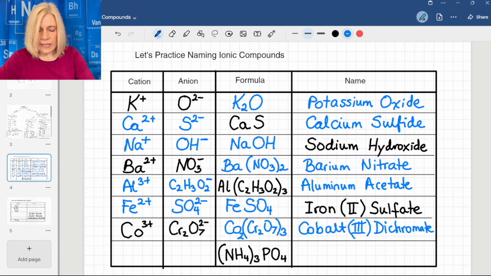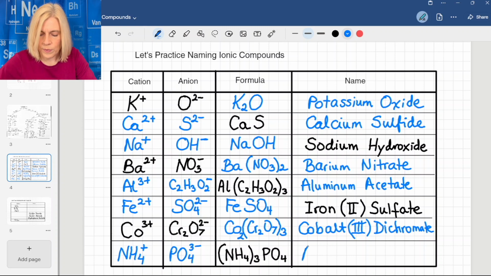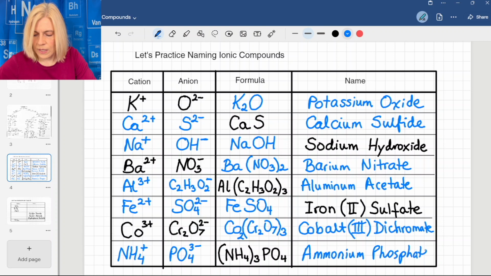Okay. And here, just for fun, let's put 2 polyatomic ions together, where the first one is ammonium. What is the charge for ammonium? I mean, the formula, it's NH4 plus 1 charge. And then we have phosphate, PO4 3 minus. So we have ammonium phosphate. So here are some examples of how to name ionic compounds.